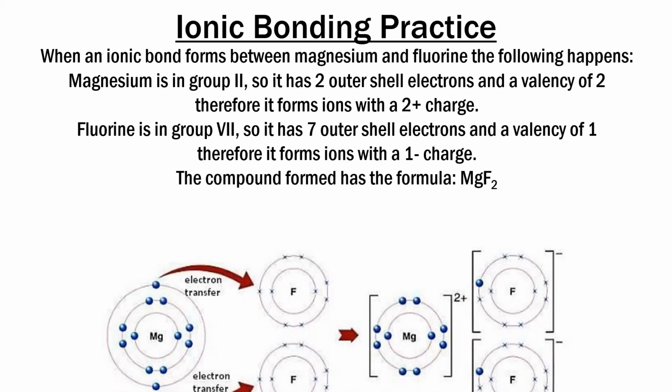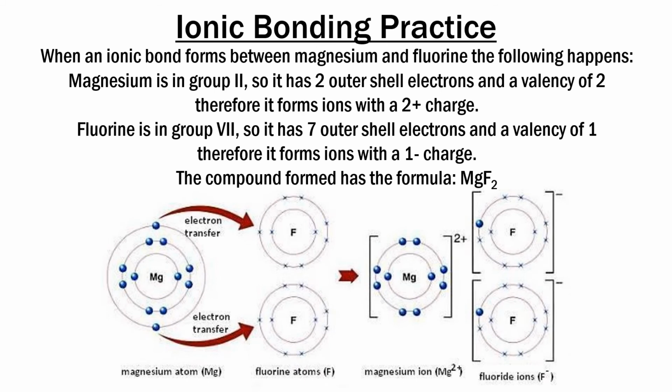If we look at the electron transfer there, you can see magnesium's got 2 electrons to give away, but each fluorine only needs 1 electron. So the magnesium donates one of its electrons to one fluorine atom and the other electron to the other fluorine atom, forming magnesium fluoride. This time the formula is slightly different because each magnesium needs to transfer electrons to 2 fluorine atoms, and so we form MgF2.